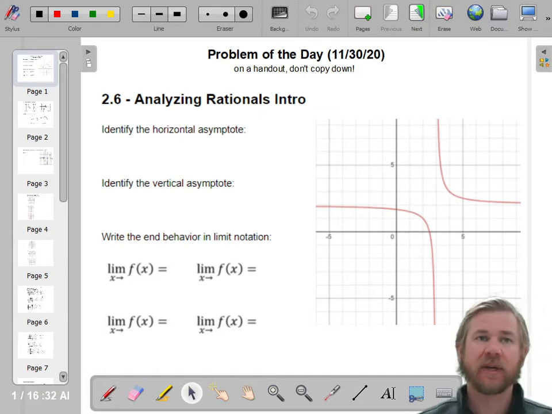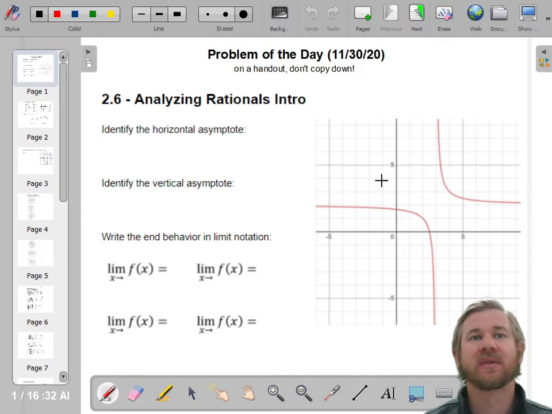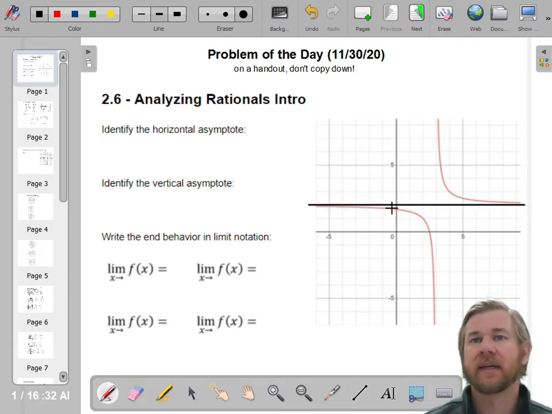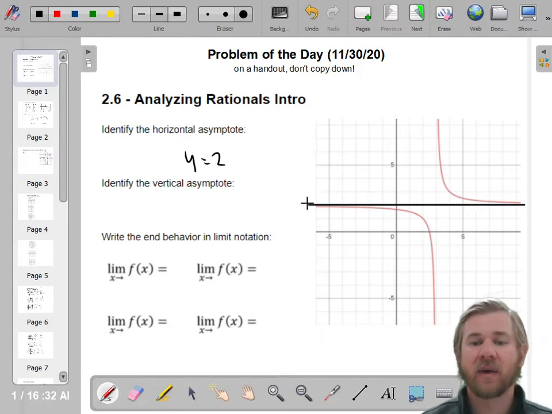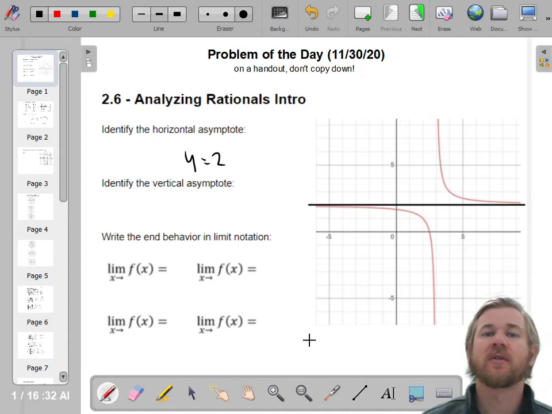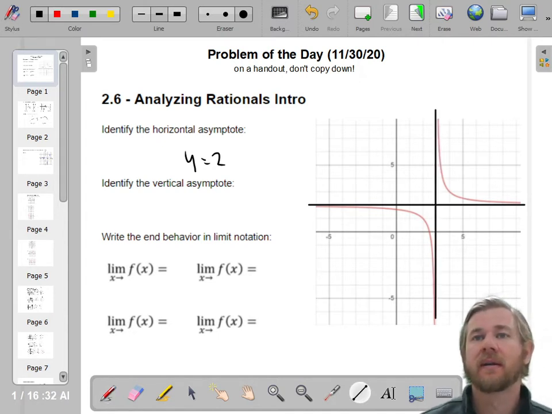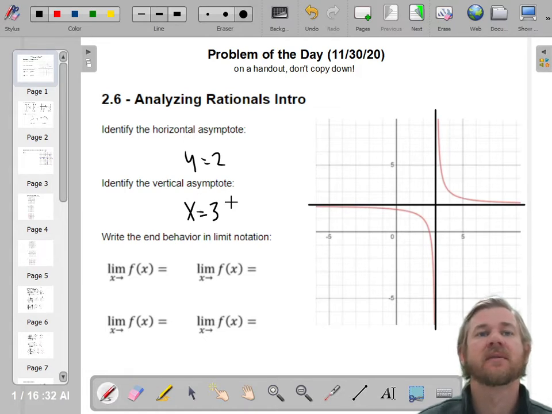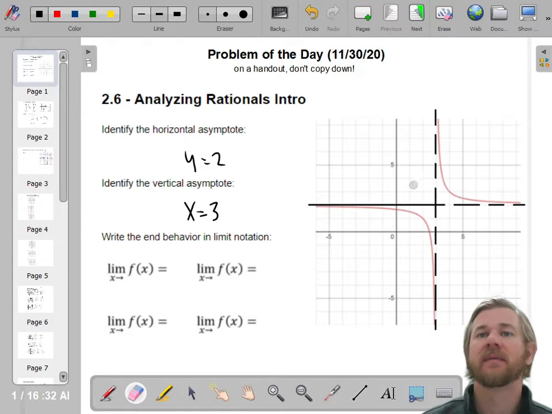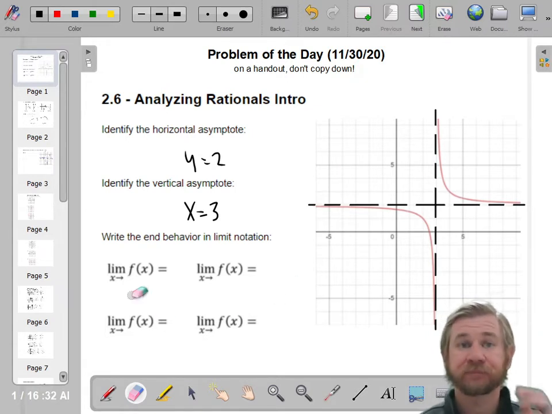So, first thing we're going to do is if I give you a picture and I just say identify the horizontal asymptote, so horizontal asymptote is right there, and that looks like it's at y equals 2, so we'll say y equals 2. Remember, horizontal lines have an equation that says y equals, and vertical asymptote would be right here. And that looks like 1, 2, 3, x equals 3, so x equals 3. We normally do these as dashed lines. Doesn't really make a huge difference here, but just so you understand, it's not part of the function.